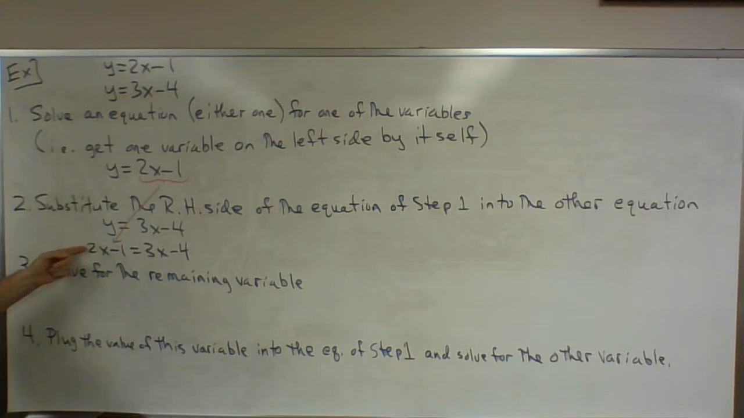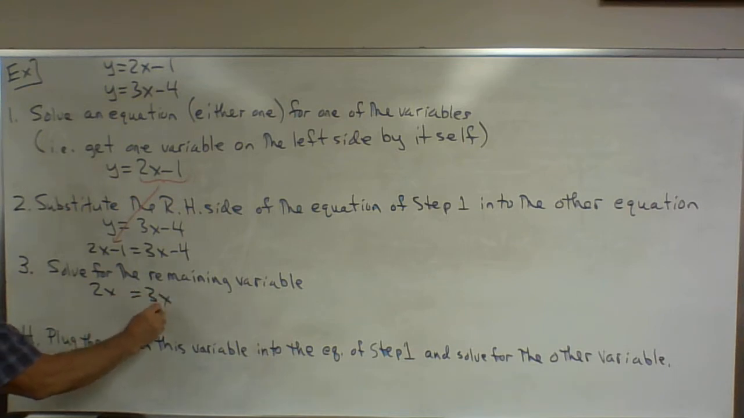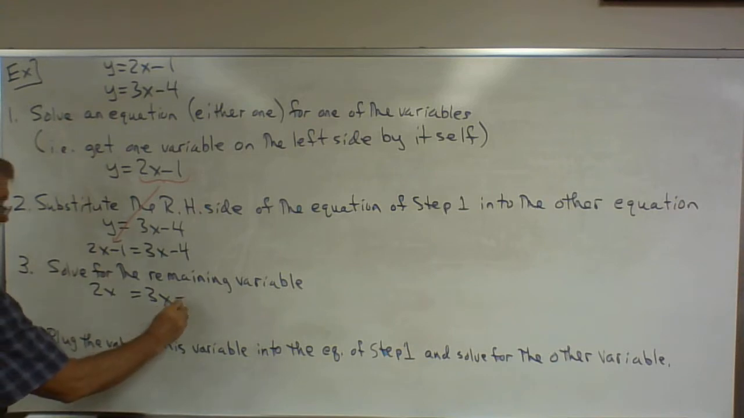And with this equation, we go to step 3. Solve for the remaining variable. And see that? There's only one variable here, x. So in step 3, we solve for x, the remaining variable. The first thing I'm going to do is move this negative 1 to the right. I'm going to add 1 to both sides. So that'll give me 2x equals 3x, and adding 1 to both sides gives me negative 3.